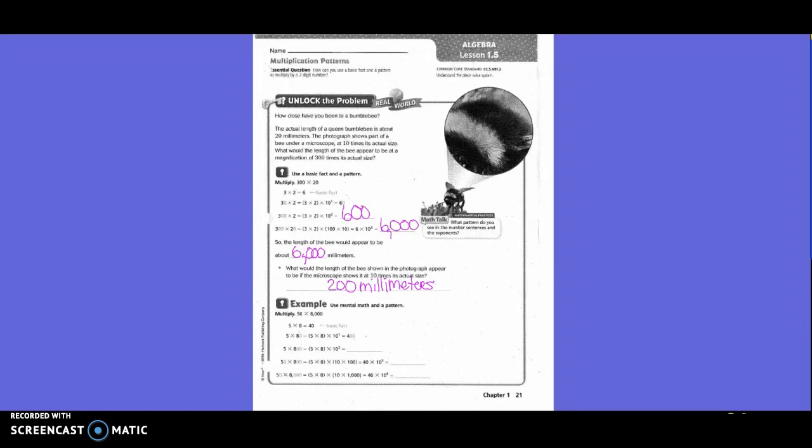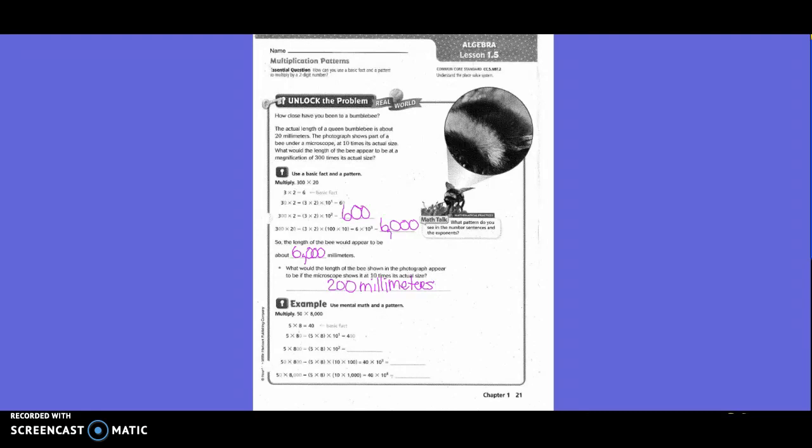Example, use mental math and a pattern. So they want to multiply 50 times 8,000. So once again, we're going to take the whole numbers from each of those and multiply those. So they said 5 times 8 is 40, okay? Now this is where it's going to be the tricky part, because now already in part of your answer, you already have a what? A 0. So sometimes you're going to see that you're doing 10 to the third power, and you would think you only need 3 zeros, right? But when you add 3 zeros to 40, what do you get?